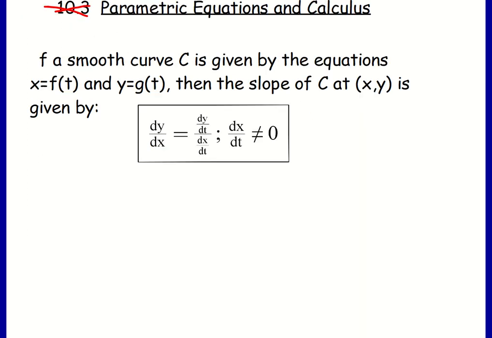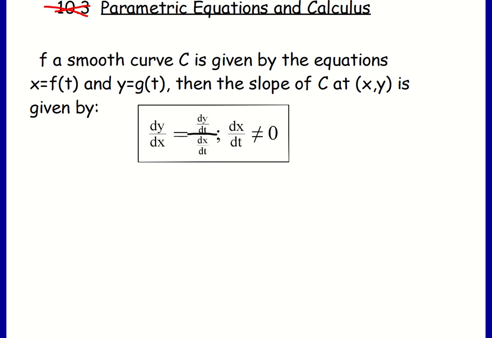Now, if we were going to do some calculus with this, we need to be able to take a derivative, so we need to find dy/dx. If x and y are their own separate functions of t, then the slope of a curve at the point (x, y) would simply be given by dy/dt over dx/dt.